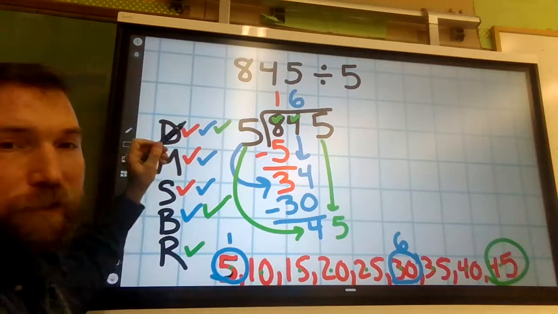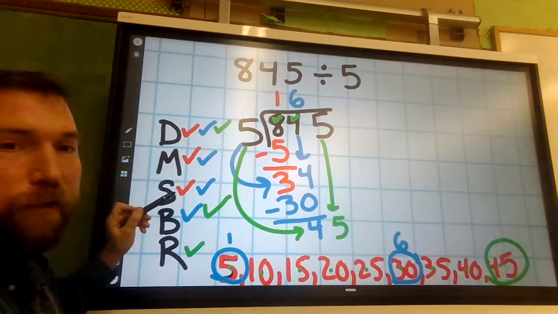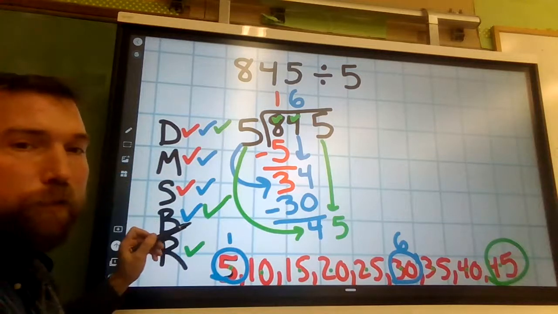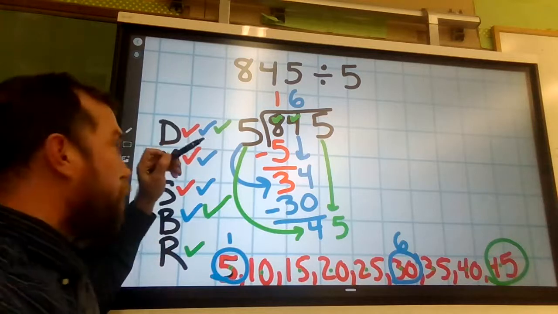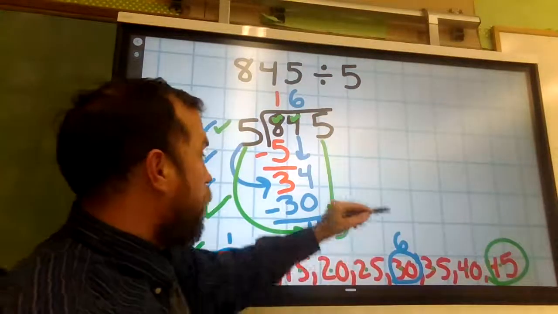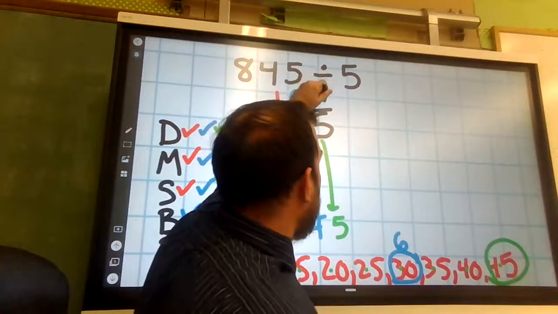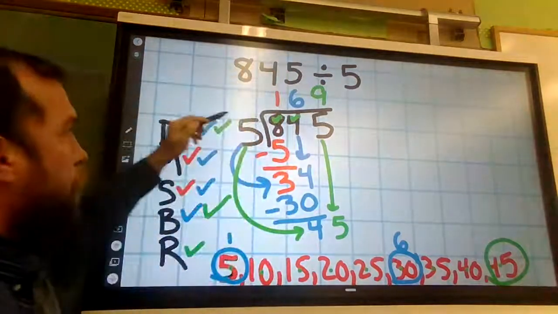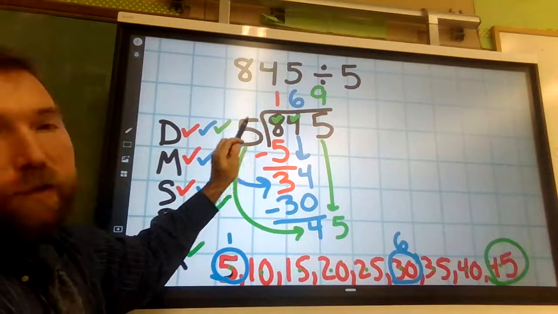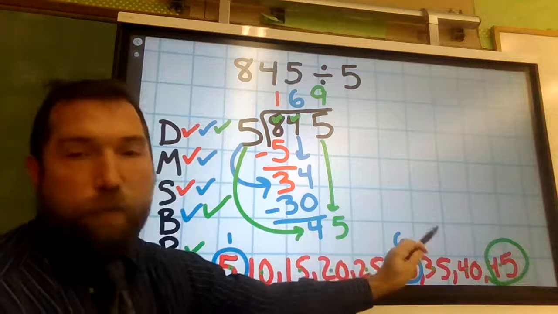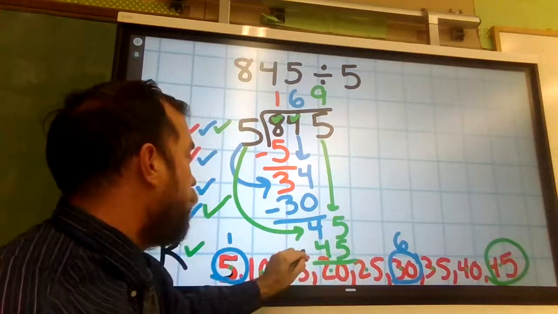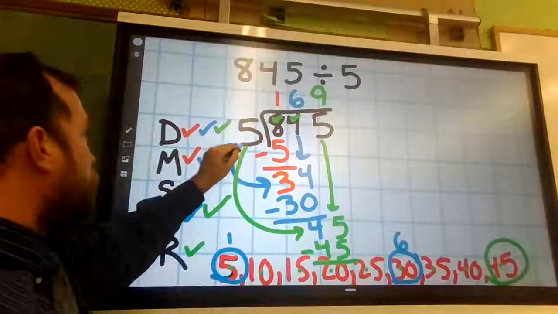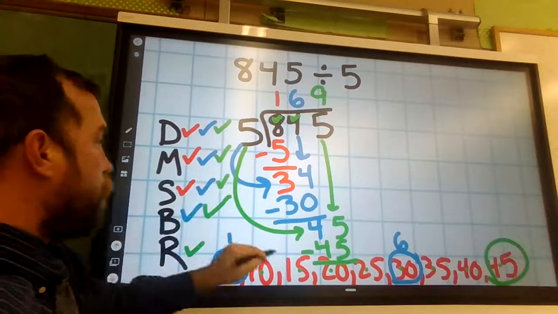I did D in red, then I did M, then I did S, then I switched to blue. Then I did D, I did M, I did S, I switched to green. Now I'm going to do D, I'm going to do M. Again, that was 9 groups we just counted. That was D. M is this times this. 9 times 5. That's what I have circled. I used all 45 of them. And that's my M. S is just subtract.